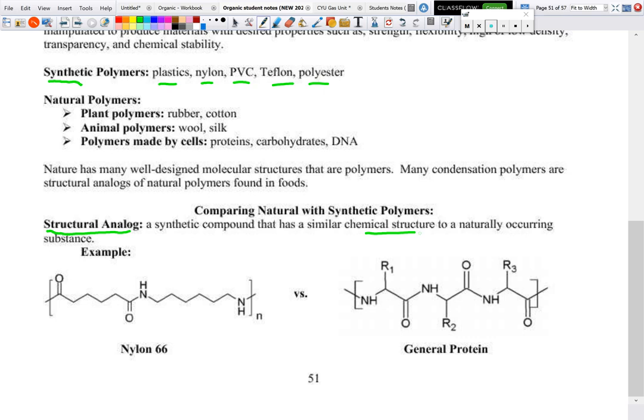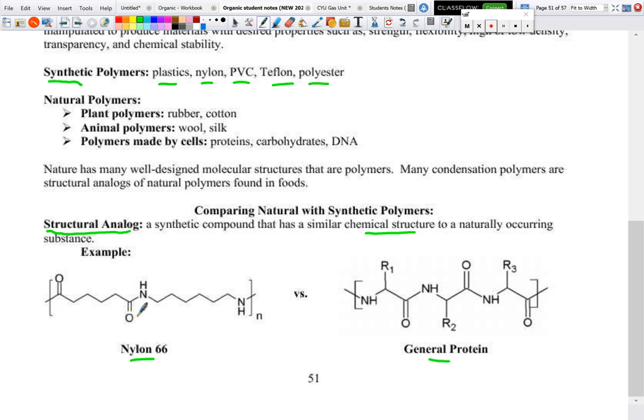So for example, a general protein will look something like this. We can tell we have that C double bond O. We have a bunch of carbon groups. And of course we see these bonds here, like the NH bonds. Now when we look at nylon 66, which obviously is synthetic, we'll notice it's very similar.